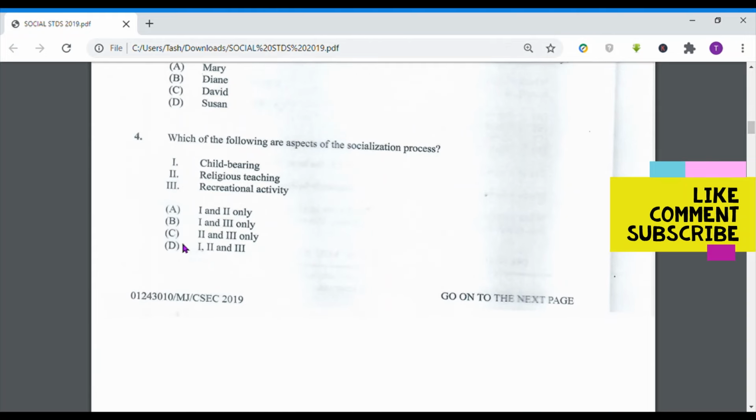Number 4, which of the following are aspects of the socialization process? So there's childbearing, religious teaching, and recreational activity. So for number 4, your answer is 2 and 3 only. If you are bearing a child, that means you're just having the child. There's no socialization taking place at that point. But when you're teaching religious practices or engaging in recreational activity, then those would have been socialization. So 2 and 3 would have been your options. So your answer would have been letter C.